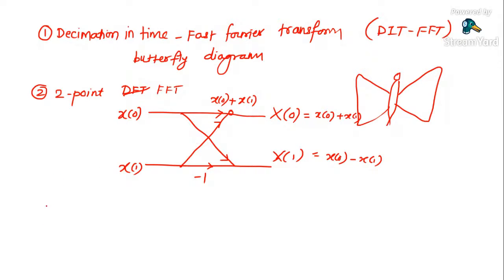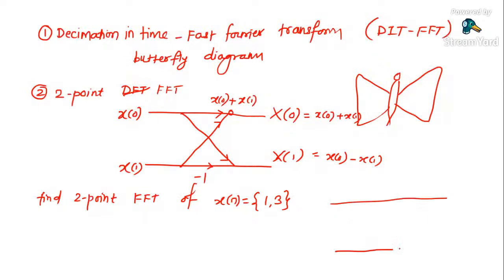Now suppose we are taking an example: find the 2-point FFT of x of n equal to 1 and 3 using the DIT FFT flow graph. So what you will do, you will draw the flow graph. The arrows show there is a summation at this location, and this is minus 1. Then it will be x of 0 and x of 1, and capital X of 0 and capital X of 1.